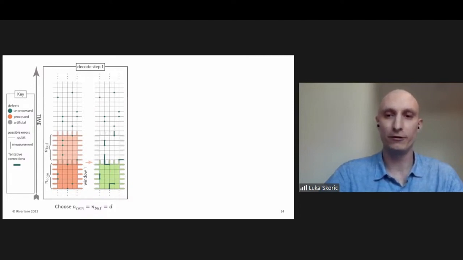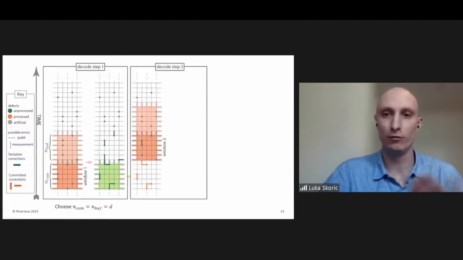Here it is important that the buffer region is large enough to have enough context for decoding the commit region. So the protection against the time-like errors is given by the size of the buffer region, because any string of edges that begins in the commit region, if it's shorter than the buffer region, is going to be completely captured within the window. So we usually choose the size of the commit region and the size of the buffer region to be both about the distance of the code, which is the protection against errors in the spatial direction, to have about equal protection. So in the next step, we move the window up.